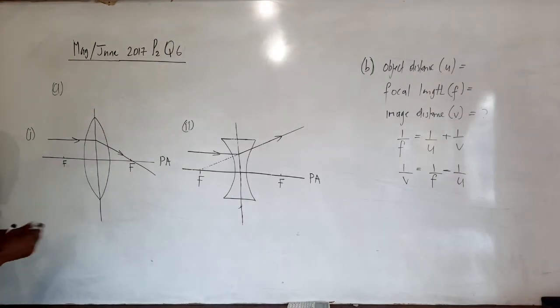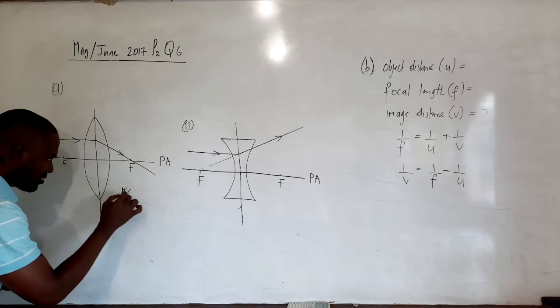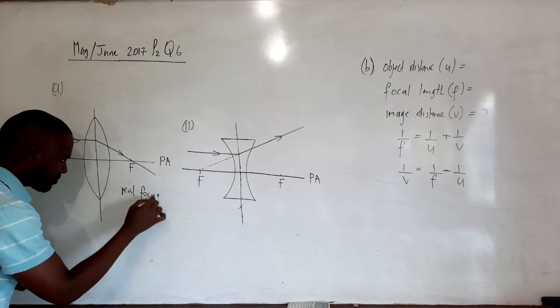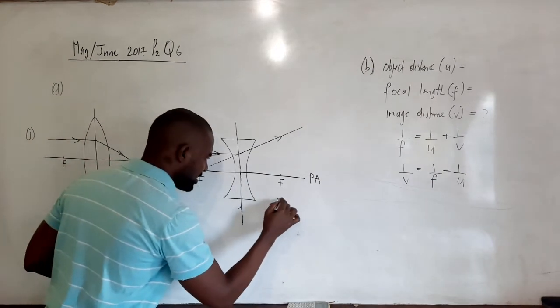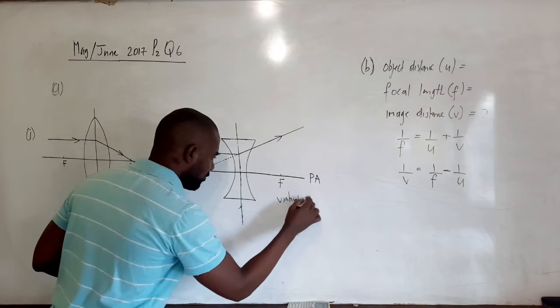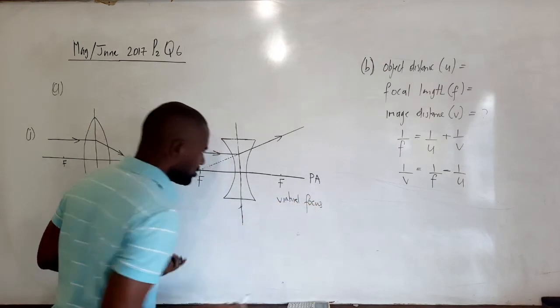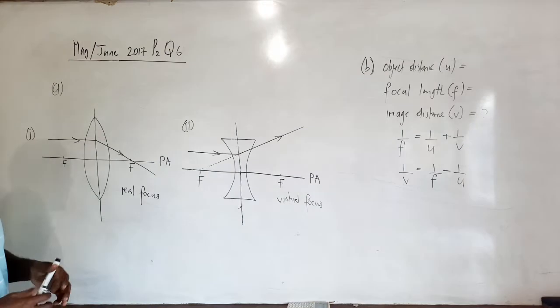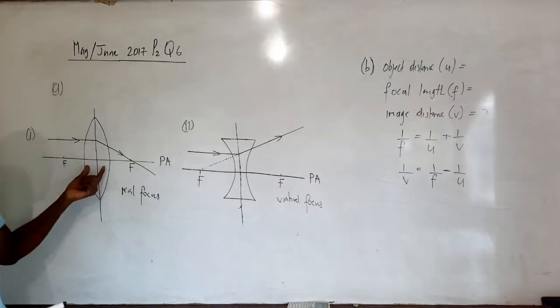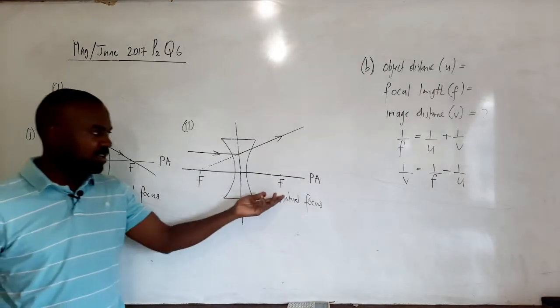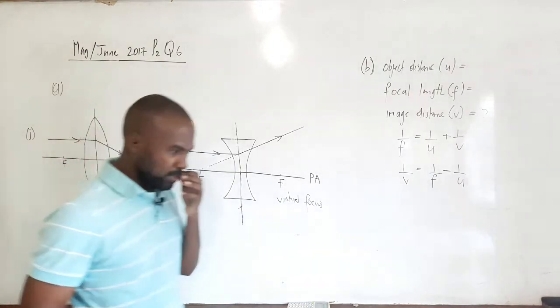So for a converging lens, this is a real focus, and for a diverging lens, this is a virtual focus. Basically, this is how we define the principal focus of a converging lens and also of a diverging lens.